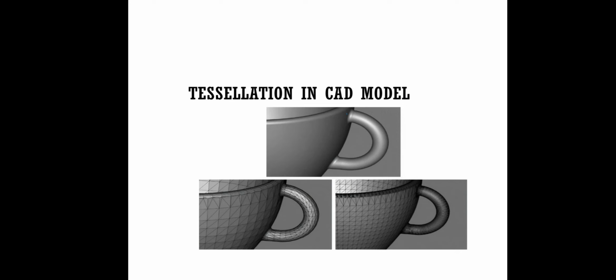Tessellation in a CAD model. The first diagram represents the object, the second diagram represents it tessellated into triangles, and the third diagram represents it tessellated into very small triangles. The number of triangles is less.